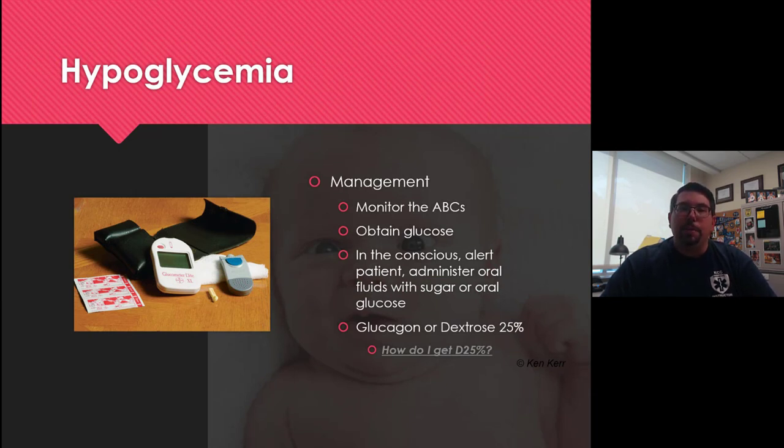Management-wise, we're focusing on the airway, breathing, and circulation and obtaining a blood glucose reading. In the conscious and alert patient, we want to try to give some oral fluids with some sugar or oral glucose. Orange juice with a couple big heaping scoopfuls of sugar in there is always going to be a great idea. And then we can also consider things like glucagon or dextrose 25%.